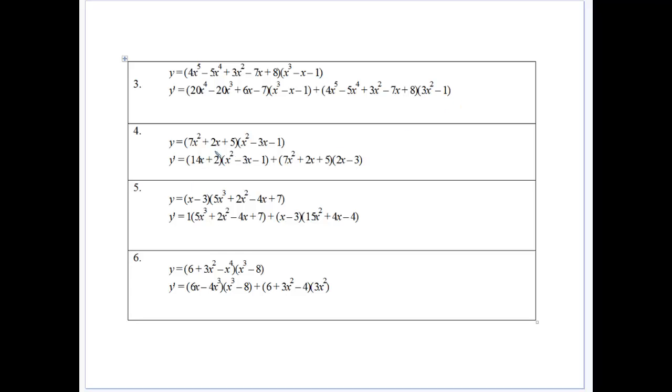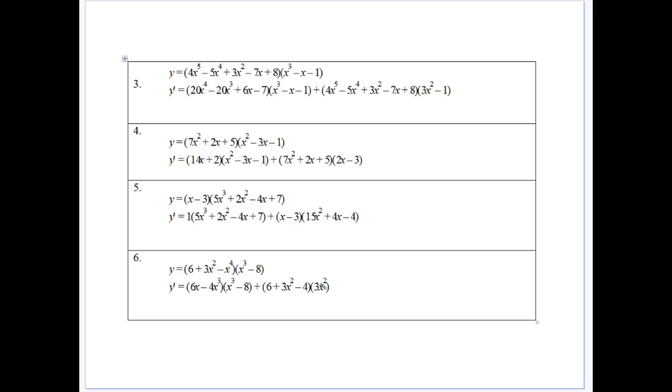So you see that rule the same time. Derive the first, leave the second, keep the plus, the first times the derivative of the second. Derive the first, so x minus 3 gives us 1, so it's just going to give us this bracket here, plus x minus 3 times the derivative of that bracket. And derivative of 6 plus 3x squared minus 4x first, and then times the second, and the first bracket times the derivative of the second there.